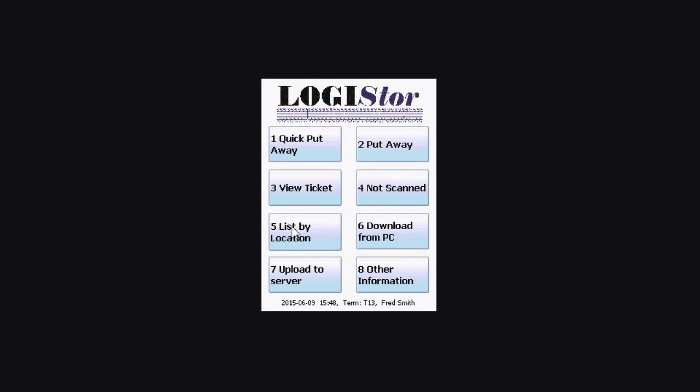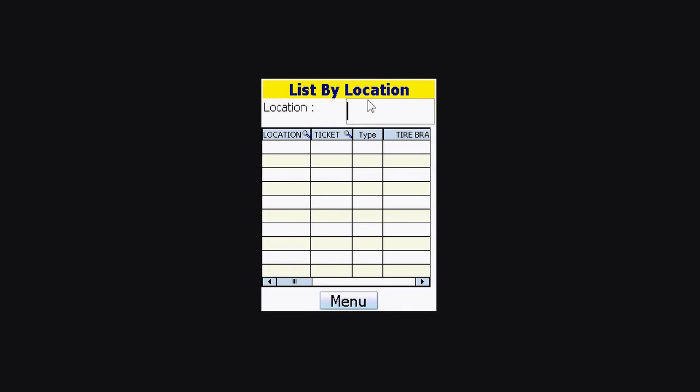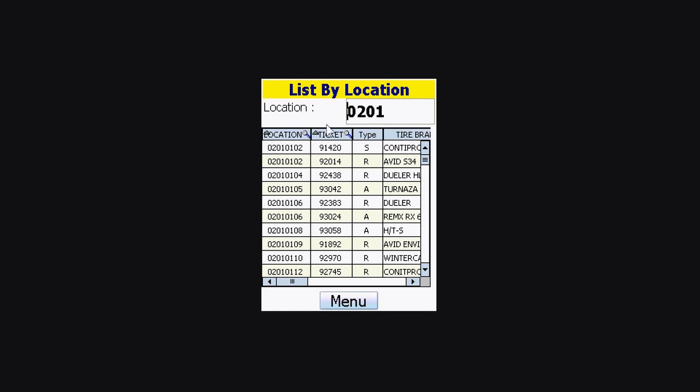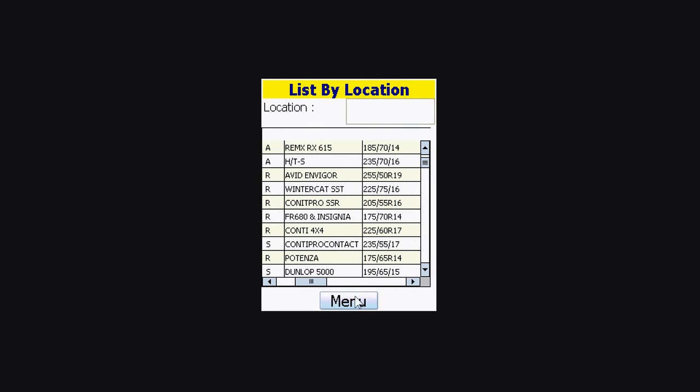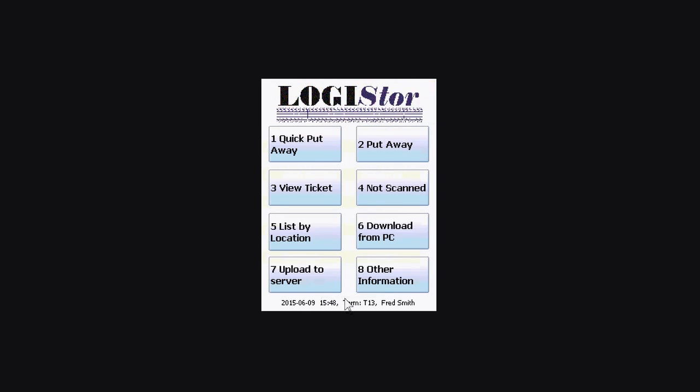Let's say if you wanted a list by location, so let's put a location 0201 0809. So if you're in front of a row or a shelf, and you wanted to see what was in that particular section, then you would get all the information. It's searching the database, and it'll tell you all the tires, the summer tires, all season tires, etc. And so it'll tell you what's in any given area of the warehouse.